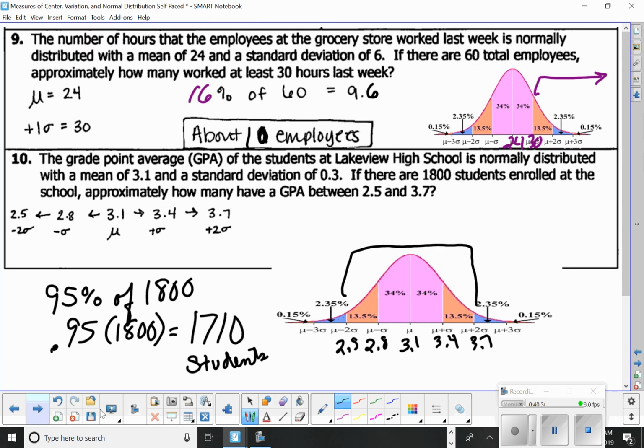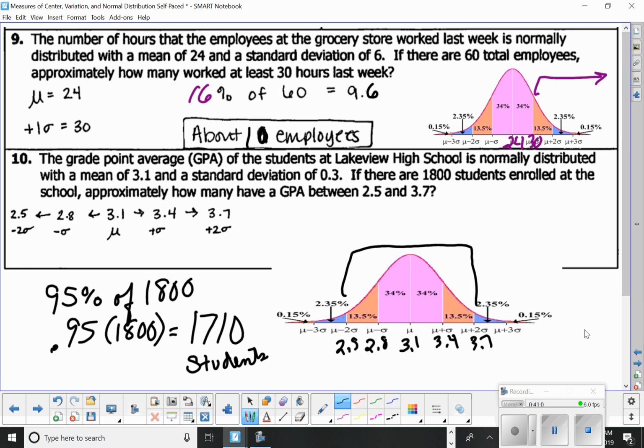Finally, numbers 9 and 10. Here, you didn't have to sketch it, but I did just so that you've got a picture of what it looks like. So 16% of 60 is 9.6, or about 10 employees if you're rounding to the nearest integer. On an SOL, if it was multiple choice, they're not going to tell you 9 and then have 10 be the other option. That just does not make sense.